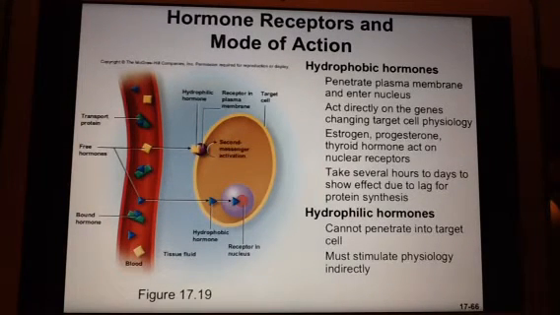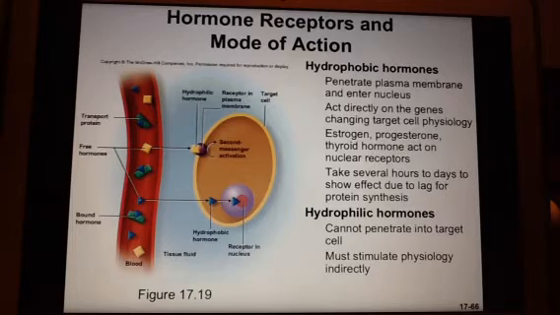Okay, then this goes into basically the difference, once they get there, between hydrophobic and hydrophilic hormones. So hydrophobic hormones are able to move through the cell membrane and enter the nucleus, and they're going to be able to act directly on the genes. And when they do that, they are targeting a certain type of cell, the physiology of that type of cell, so they have a specific function.